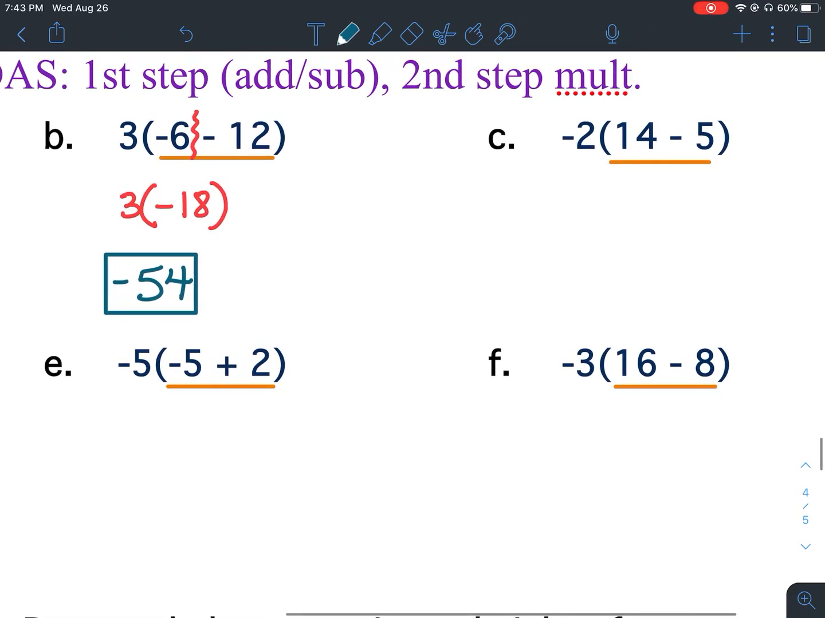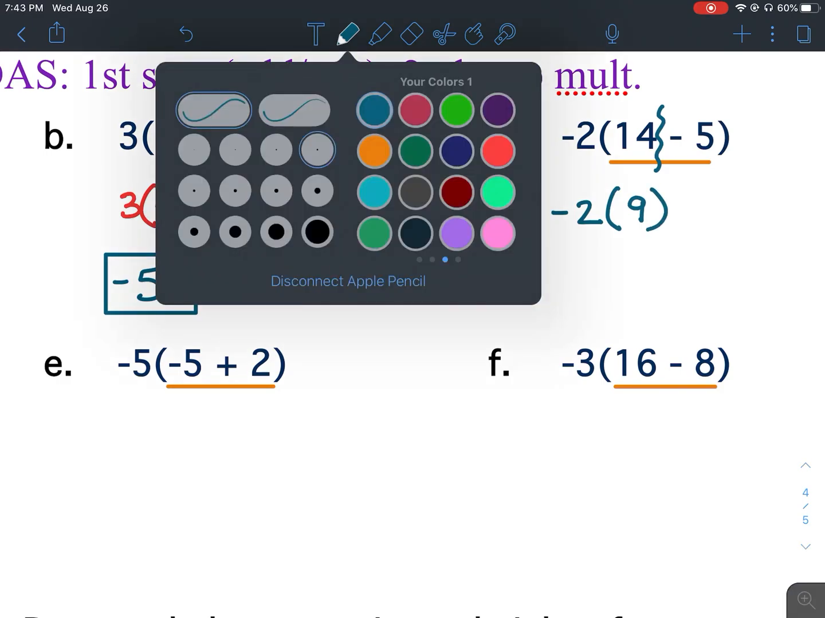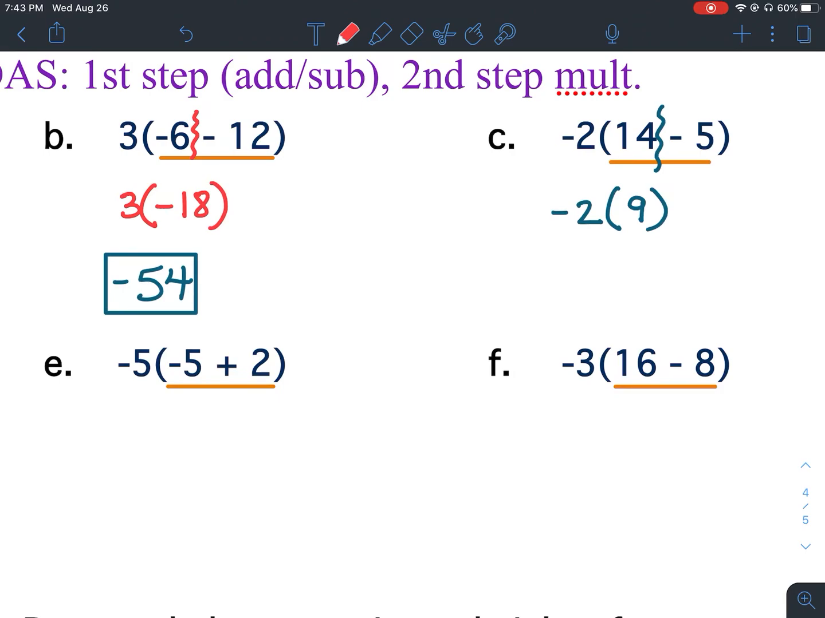For C, do what's inside the parentheses first. So I have a +14 and -5. I'm going to subtract. 14 minus 5 is 9. 14 is the larger number and it's positive, so it'll be +9. Now I multiply. 2 times 9 is 18. There's only one negative sign. That's an odd amount of negatives, so my answer will be negative.